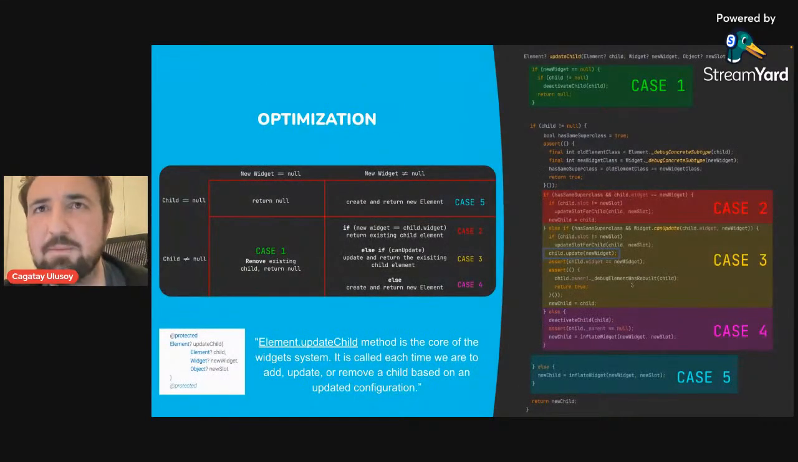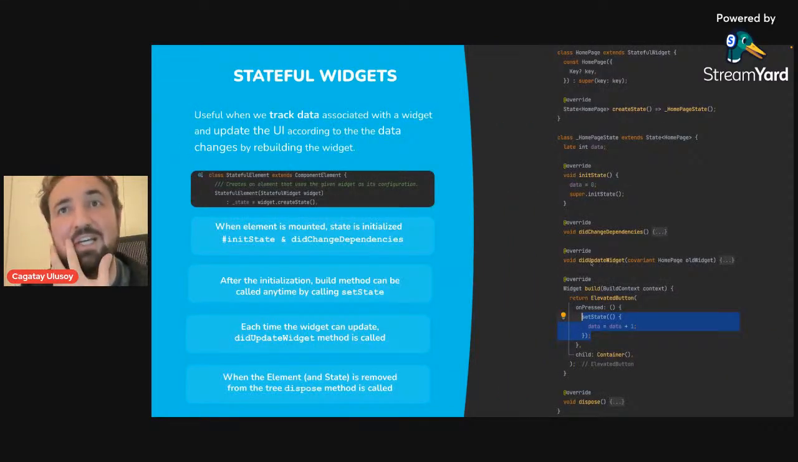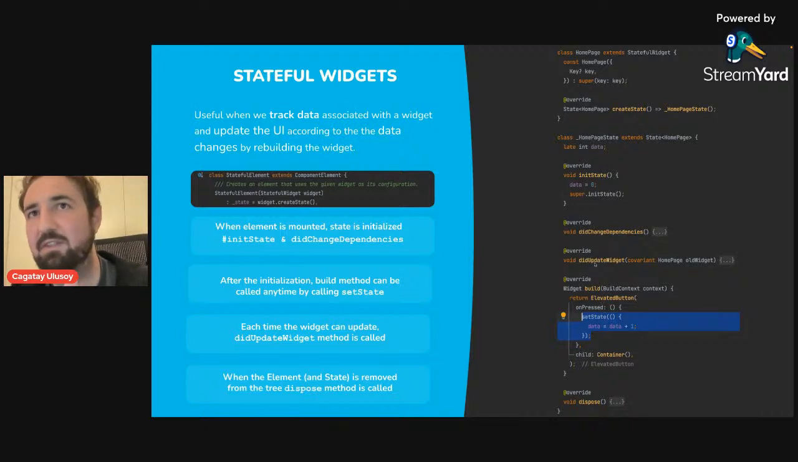Here in this case 3, there is this can update method. So when the widget has the same runtime type, and the key is the same, in the next frame, it will update the widget. In this case, it will call did update widget here. And then after that, the build method will be called. So no need to call set state again here to trigger a build, because it's guaranteed that there will be a build call after this did update widget is called.